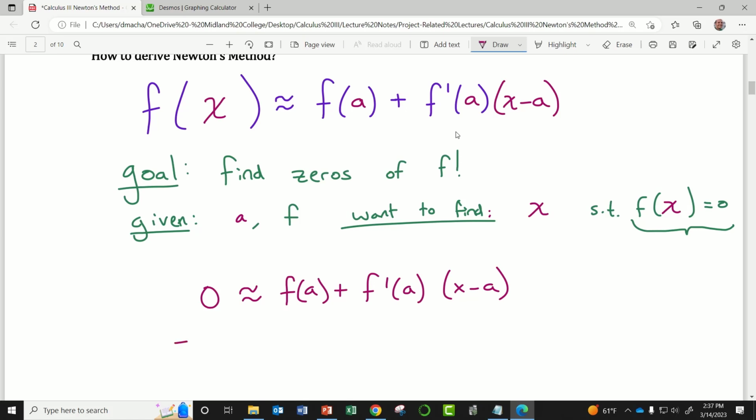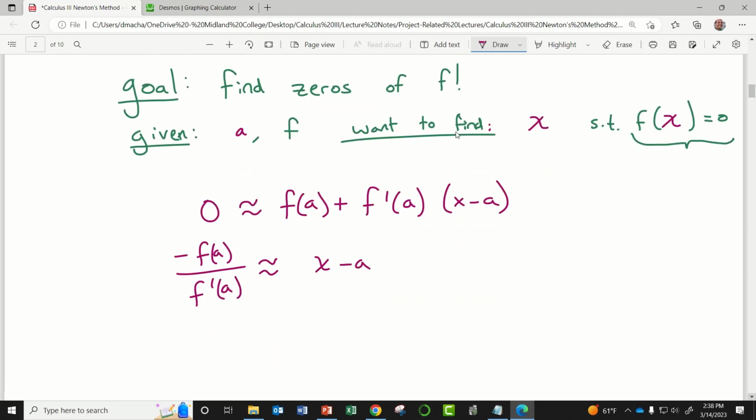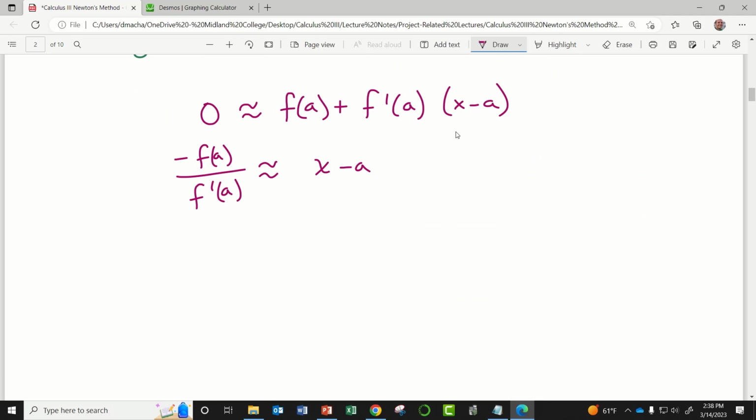And now if I subtract f of a from both sides, that goes on the left. If I divide both sides by f prime of a, then this is now approximately equal to x minus a. Again, the same thing, but I think this makes it a little bit easier to see. Now if I'm trying to solve for x, I just have to add a to both sides of the equation. So that tells me that x is approximately equal to a minus f of a over f prime of a. So remember, a is something that you were given to start with. x is going to be a better guess at what a zero of this function will be.